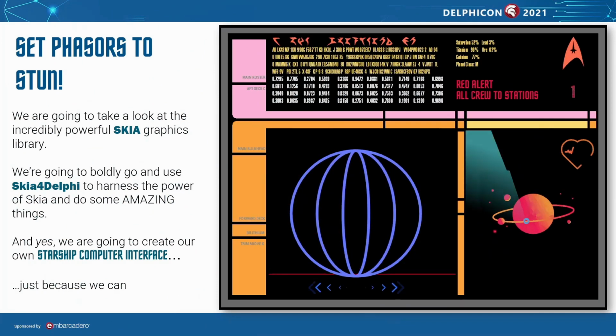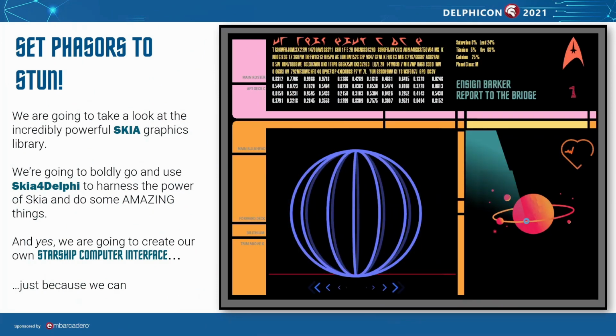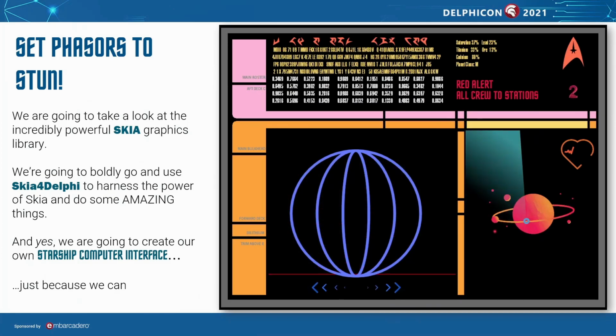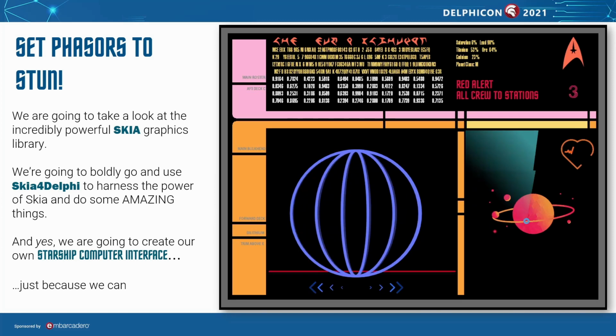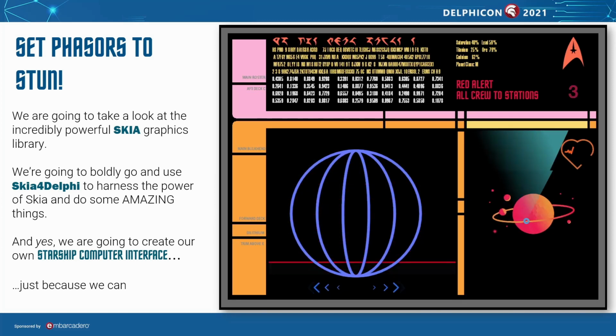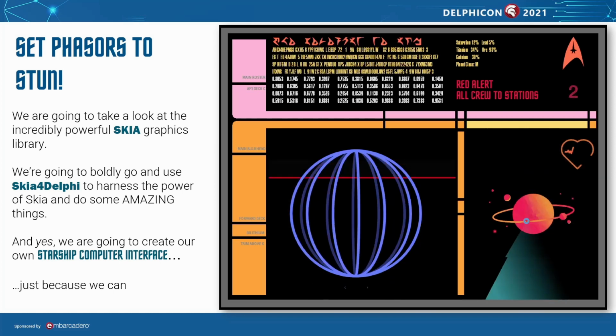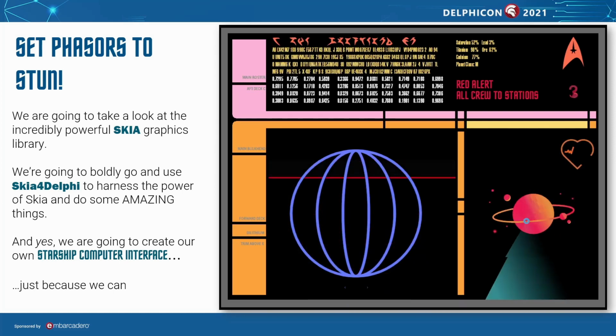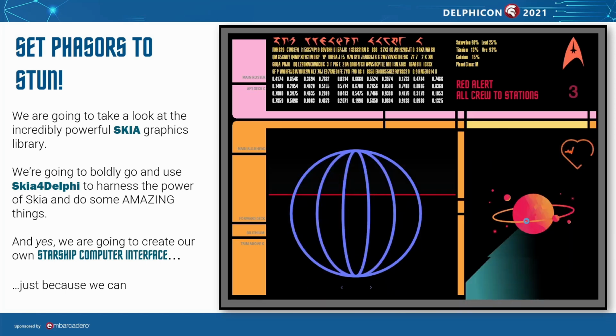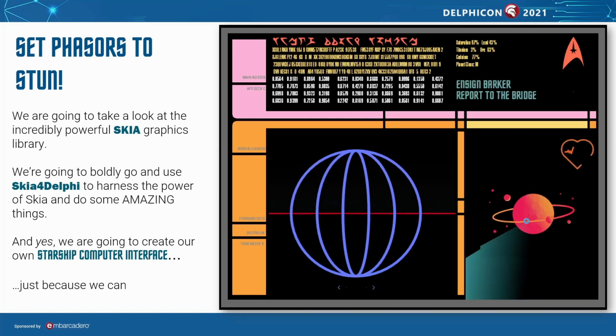Today's presentation by me is going to look at a library called Skia, which is a graphics library from Google, and used in Chrome and Flutter and a few other things as well. And in particular, because we're all Delphi people, we're going to be looking at a library called Skia for Delphi, which actually allows you to use the incredibly powerful Skia graphics library and do some pretty amazing things.